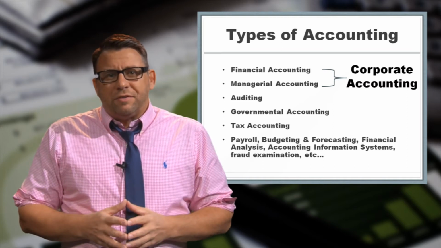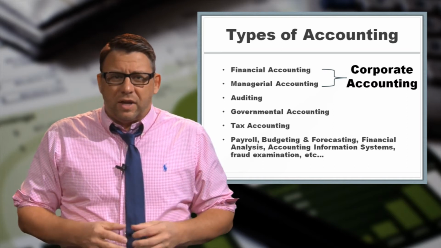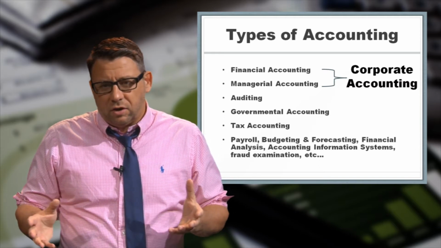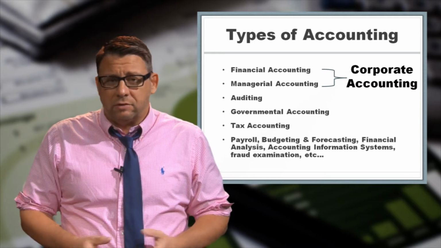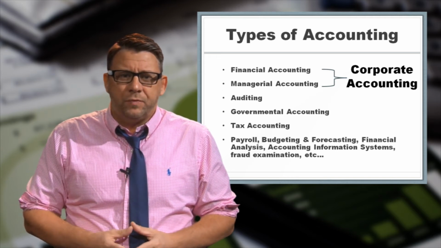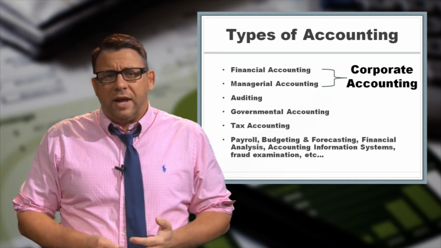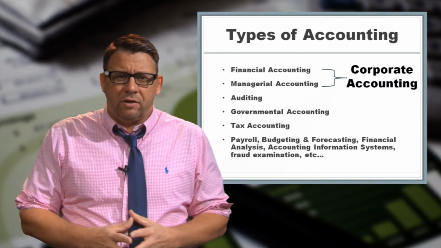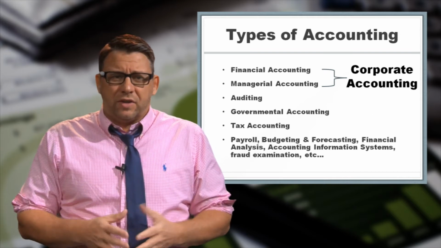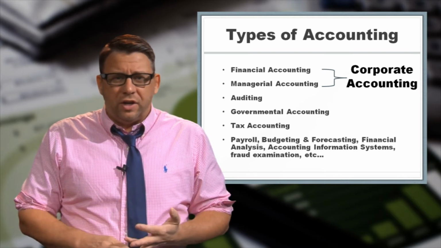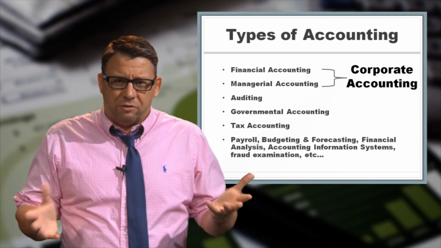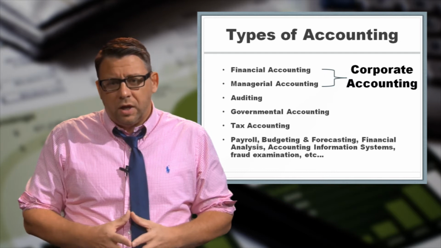Let's talk about the types of accounting. There are really lots of different types of accounting. Financial accounting, managerial accounting. These two together are commonly referred to as corporate accounting, but they are two specific things, and we'll talk about those in detail in a second. Auditing is a type of accounting, governmental accounting, tax accounting. And then there's other areas, maybe a subset of some of these other categories: payroll, budgeting and forecasting, financial analysis, accounting information systems, fraud examination, etc.